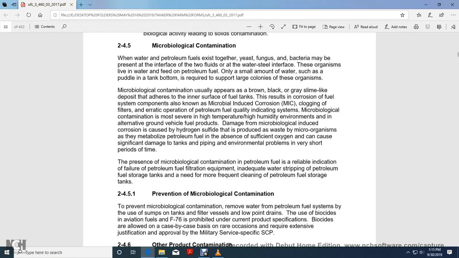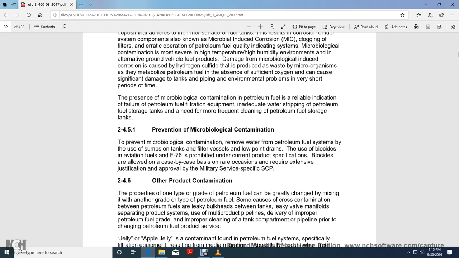Hydrogen sulfide, produced as waste by the microorganisms as they metabolize petroleum fuel in the absence of sufficient oxygen, can cause significant damage to tanks and piping, and environmental problems, in a very short period of time. The presence of microbiological contamination in petroleum fuel is a reliable indication of failure of the petroleum fuel filtration equipment with inadequate water stripping. Petroleum fuel storage tanks may need more frequent cleaning.